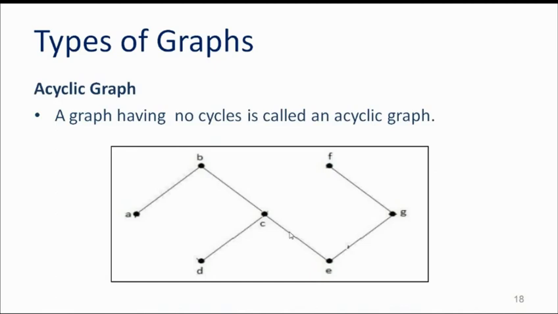Acyclic graph, you won't find any cycles in that. Sometimes this can also be considered as a tree kind of concept. An acyclic graph is a graph having no cycles. So if you look at this, this is a kind of tree only.